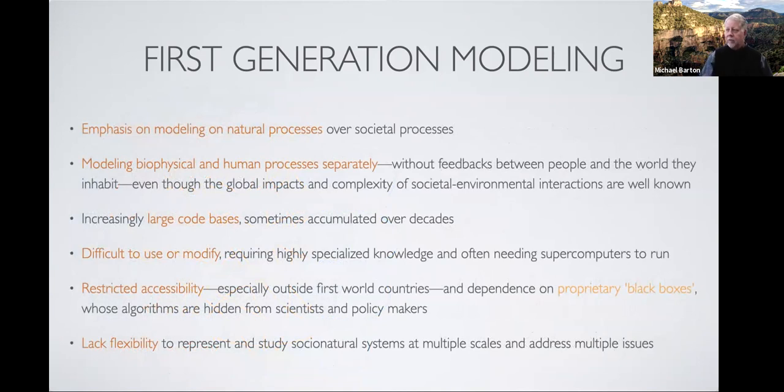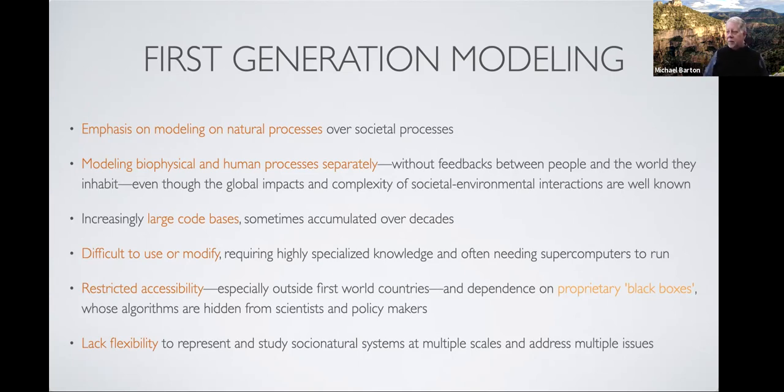A lot of what I would call first generation models that have been so important, there is a big focus in funding and activity on modeling natural processes over societal processes. There's some feeling that societal processes in humans can't be modeled, even though we can do it in fish and wildebeest and ants and everything else. Somehow we're too special for that. And so people have looked at natural processes. And as I said, when people do try to model human systems, they do it independently of and often ignoring the connection to geophysical and biological systems that we are connected with.